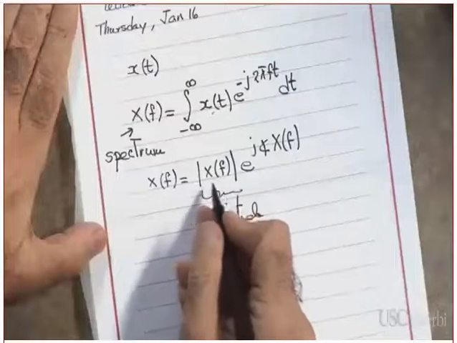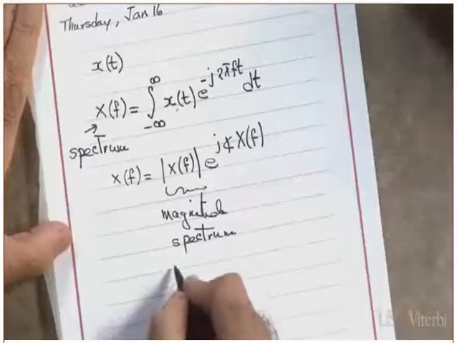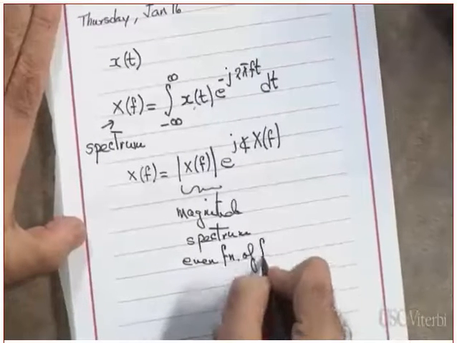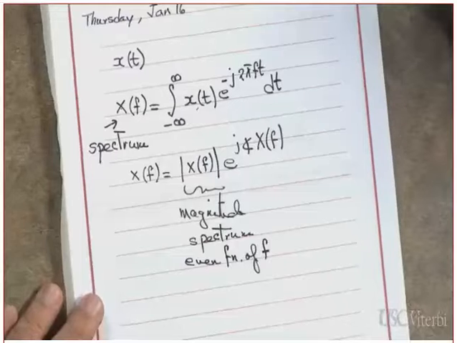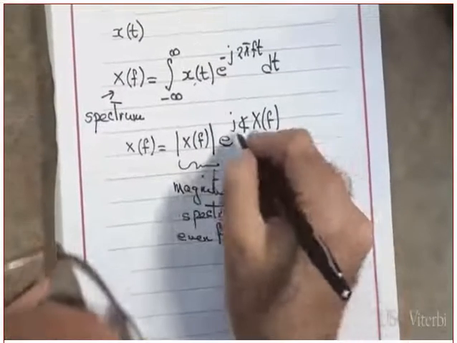First of all, can it be negative? No, it's a magnitude. What other property? It has to be an even function of f. If you get an odd function of f, it means you made a boo-boo somewhere. You need to go back and see what mistake you made. Clear? Okay, what do I call this?